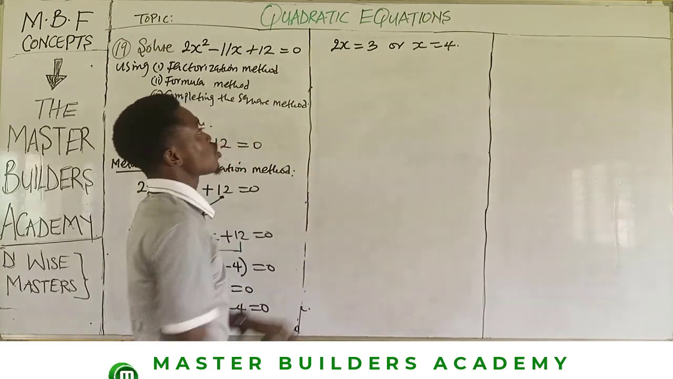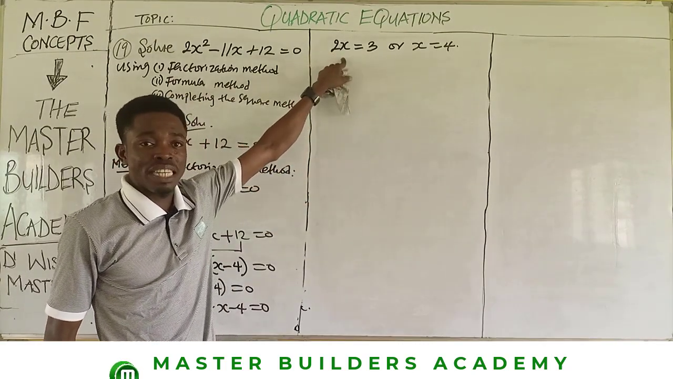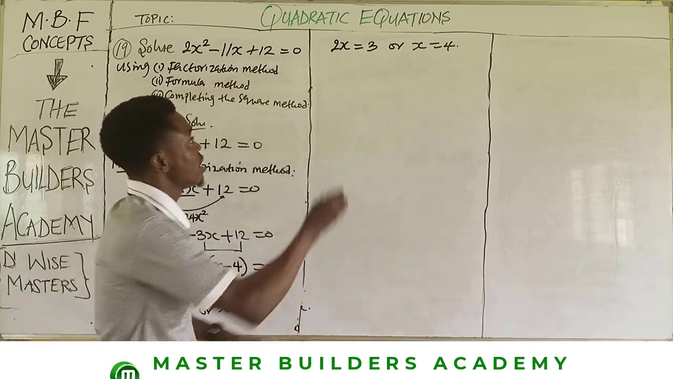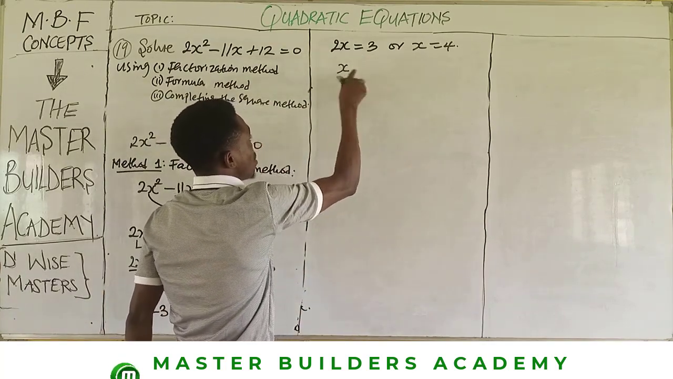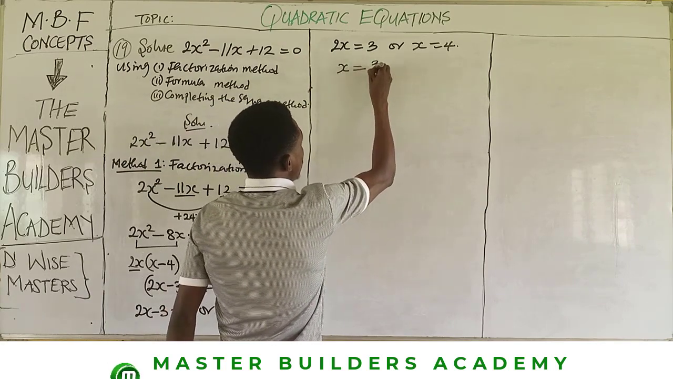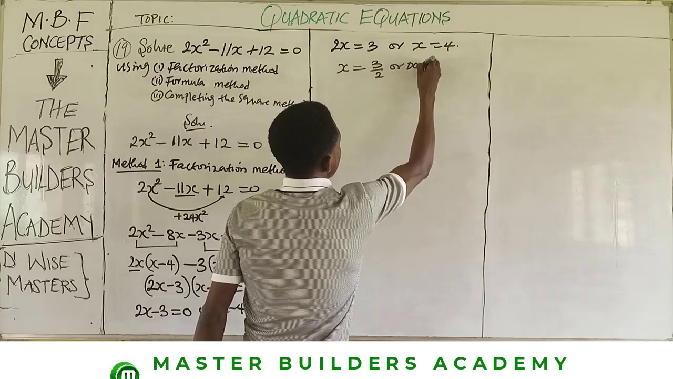So the next thing we are quickly going to do is that we cannot leave the coefficient of x to be greater than 1. So we are going to divide this first side by 2 so that we can make the coefficient of x here to be 1. So this divided by 2, we are going to have this, and this divided by 2, we have 2 over 3, or x is equal to 4.